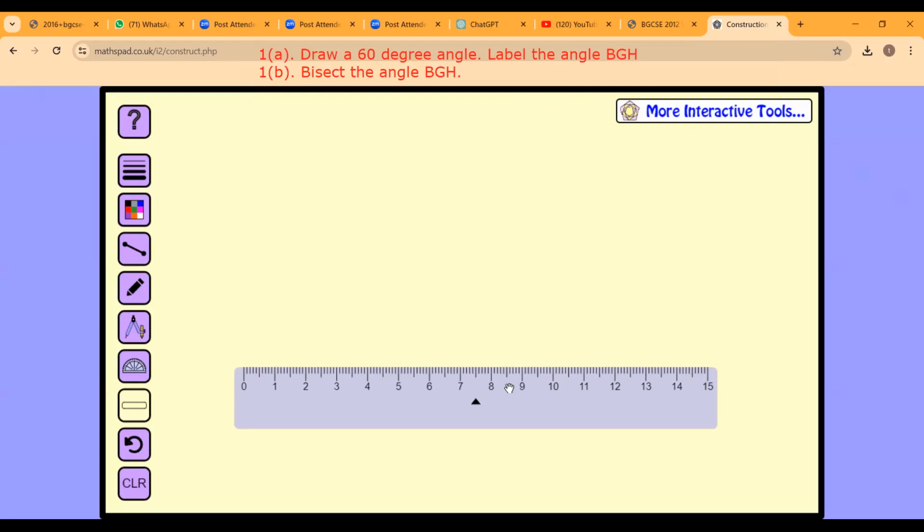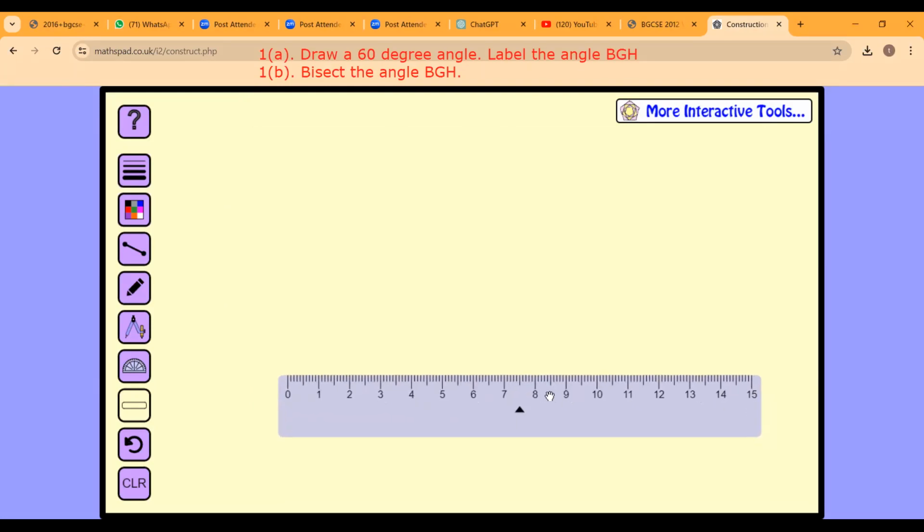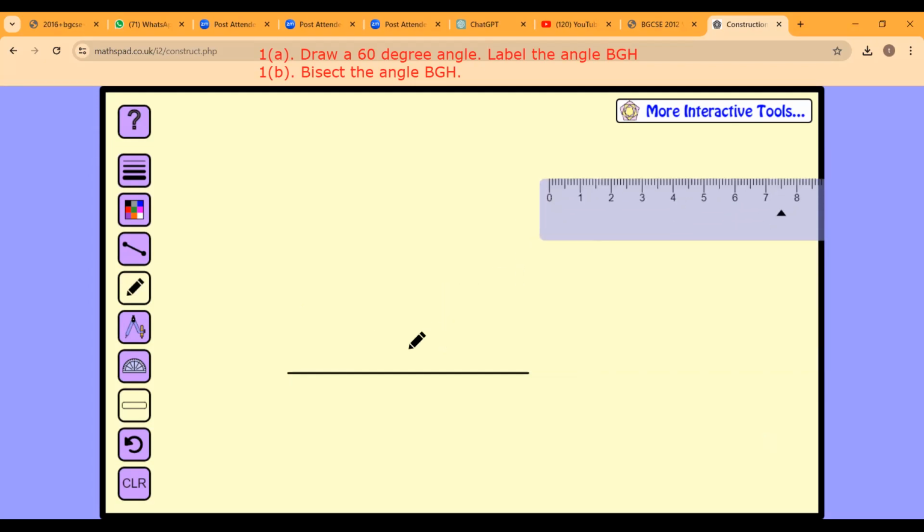Now when we're drawing the angle, let's remember that when you're drawing, you have to use a protractor. When you're constructing, use a compass. So let's draw the line. Let's draw our ray, right? Okay. And then we are going to label this one G. We're going to label the next one H.